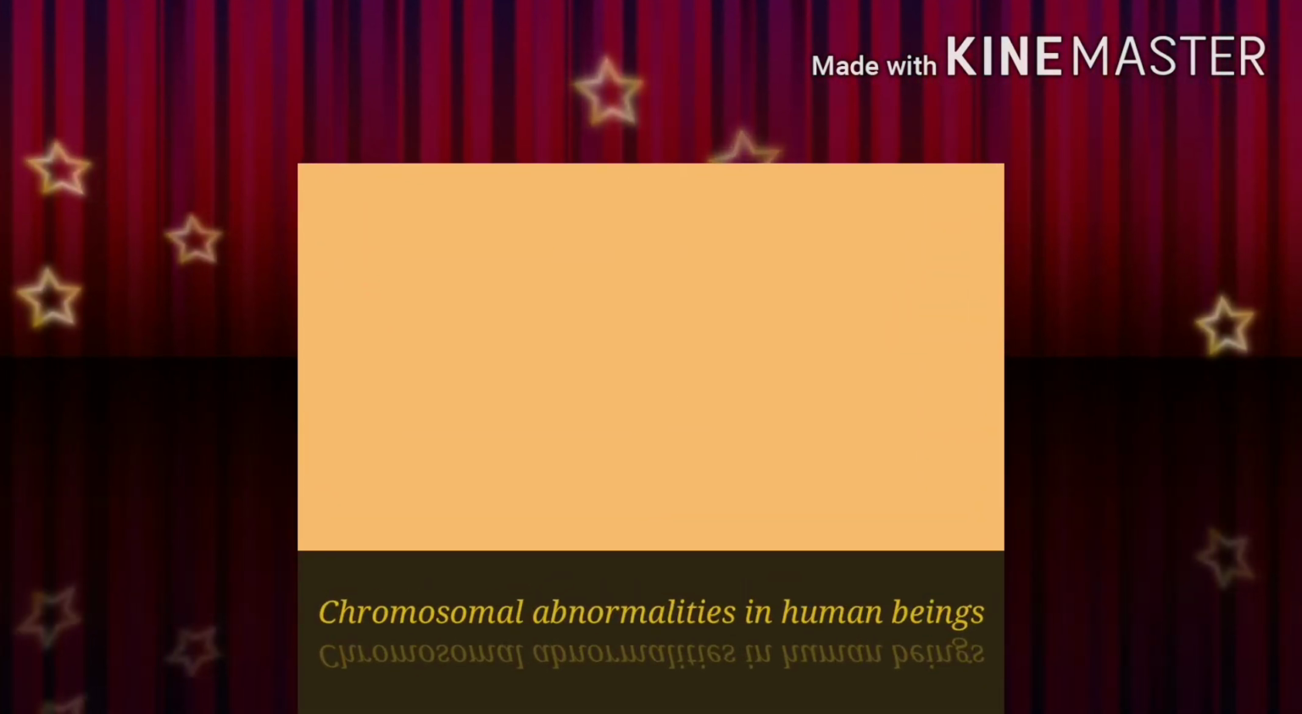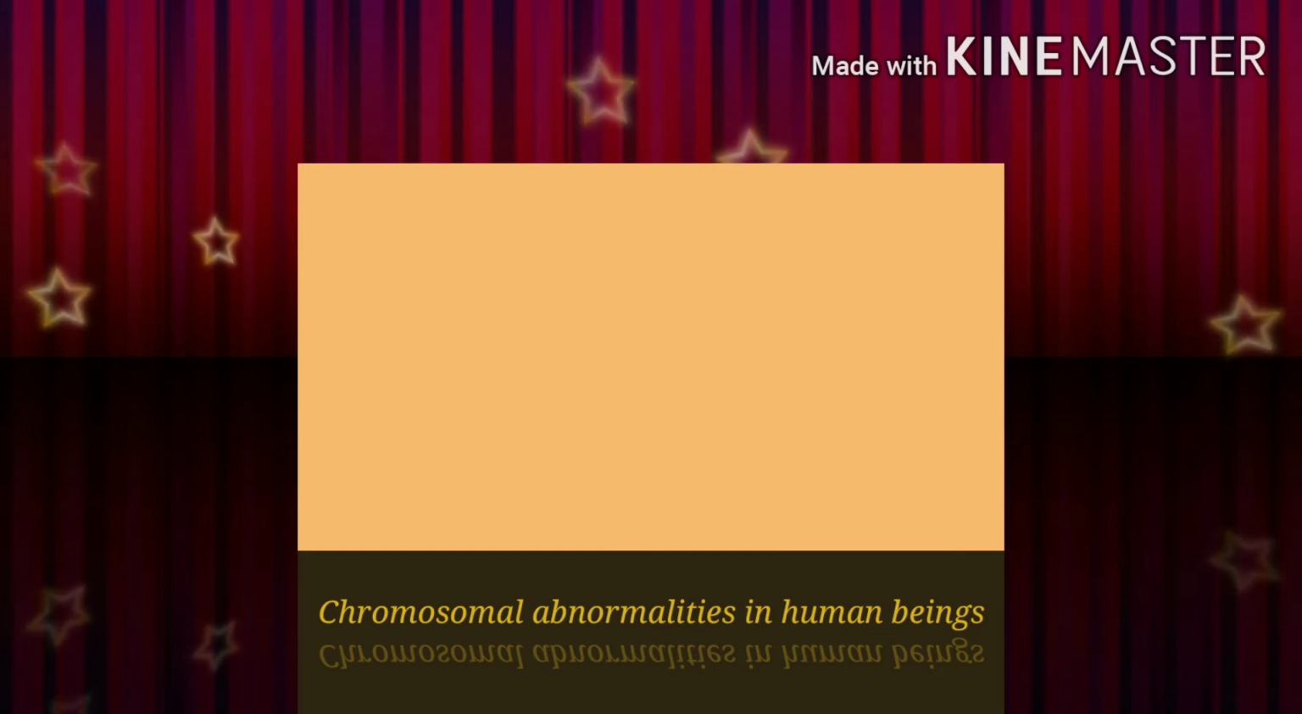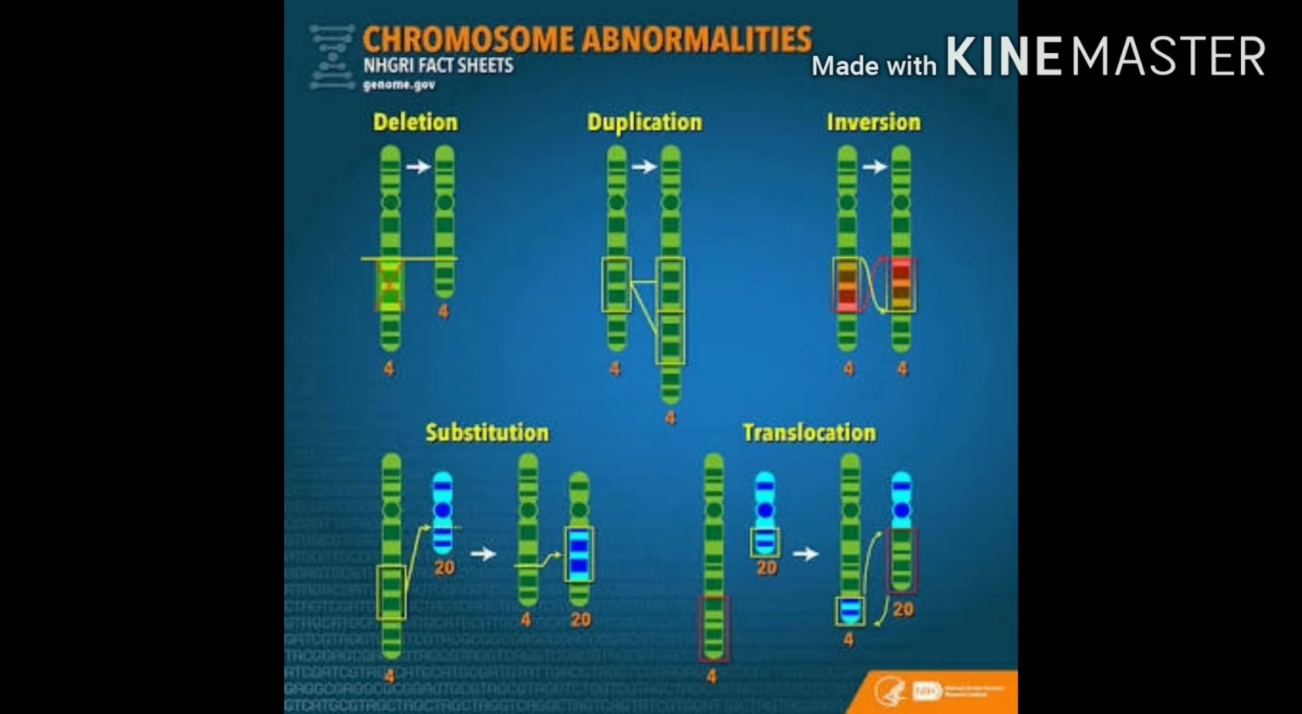Chromosomal abnormalities in human beings. Various kinds of chromosomal abnormalities can happen in human beings. They are deletion, duplication, insertion, substitution, and translocation.